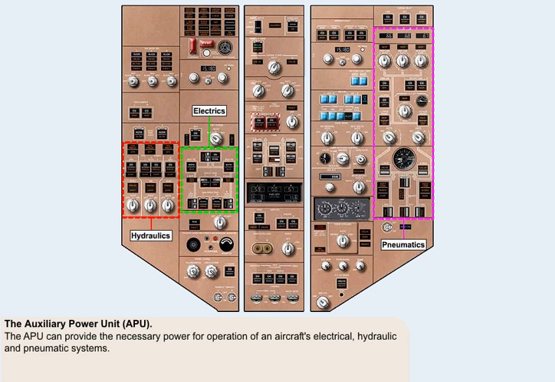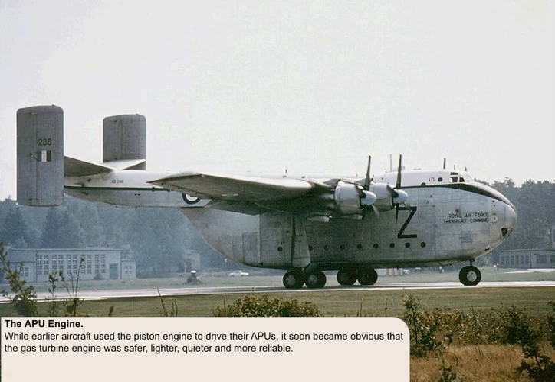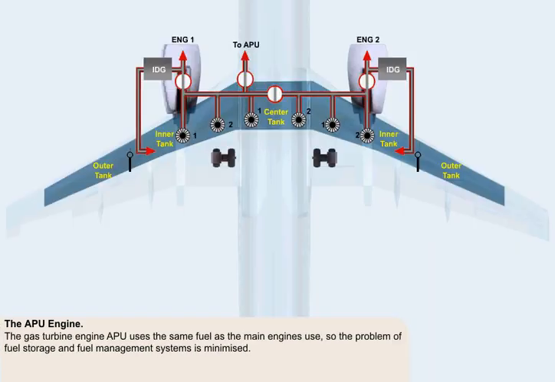The auxiliary power unit can provide the necessary power for operation of an aircraft's electrical, hydraulic, and pneumatic systems. While earlier aircraft used the piston engine to drive their auxiliary power units, it soon became obvious that the gas turbine engine was safer, lighter, quieter, and more reliable. The gas turbine engine auxiliary power unit uses Avtur, which is the same fuel as the main engines use, so the problem of fuel storage and fuel management systems is minimized.